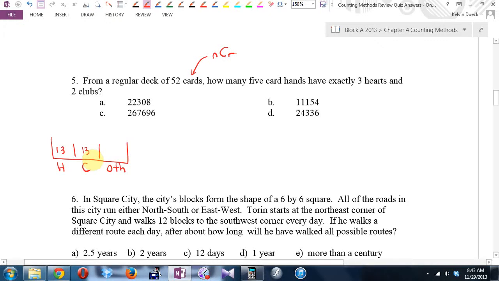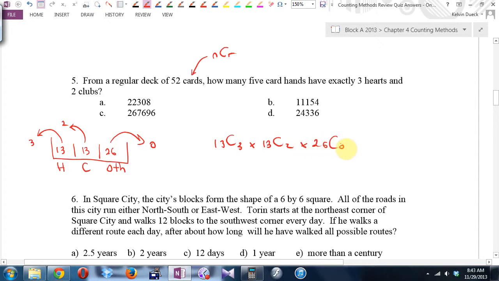I am going to expect you on your test to know what a deck of cards looks like. I gave you a picture of one in lesson 5, I think, where we looked at applications of combinatorics. 4 suits, 52 cards, 13 in each suit, 26 black, 26 red, 12 face cards. You need to know what a deck of cards looks like, and 26 others. And it looks like I want 3 hearts, 2 clubs, and no others.